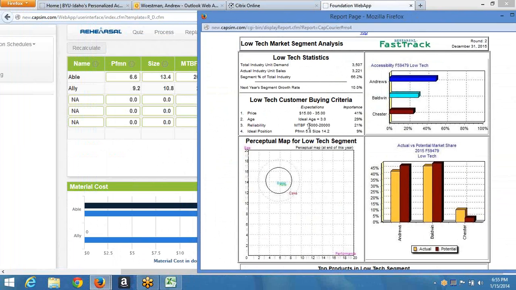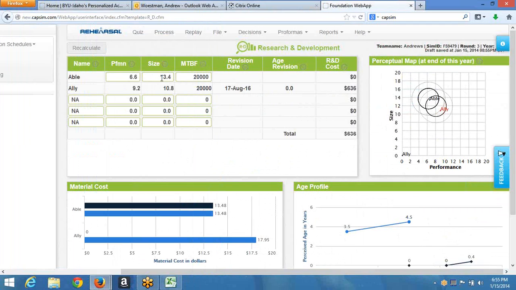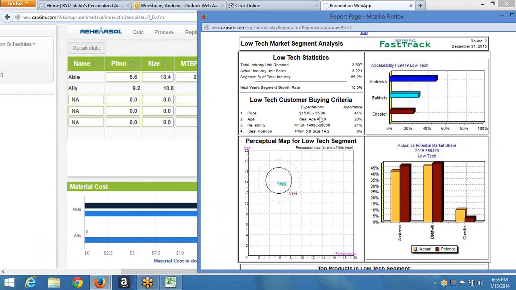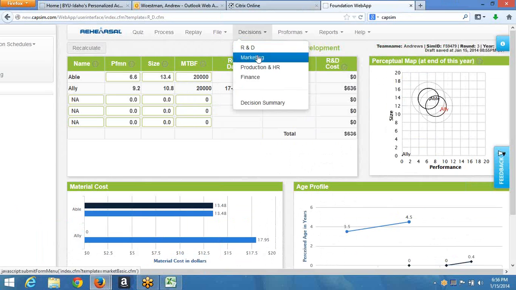So the new ideal position is going to be 6.3, which is close, and it's going to be 13.7, which is close. So she's a little bit better in performance and size, but she's definitely not high-tech material anymore. So I go back, and I don't want her to be over $35 then, otherwise nobody's going to buy her. So I go to my marketing.